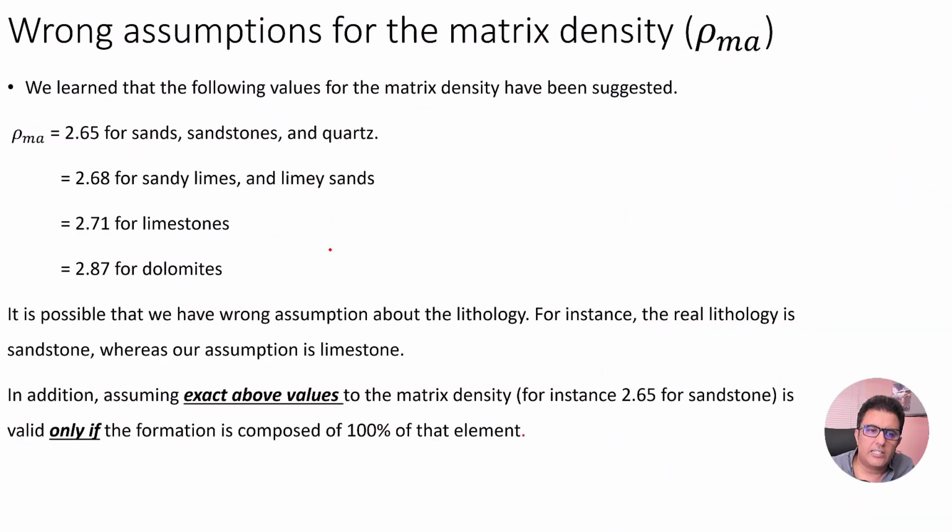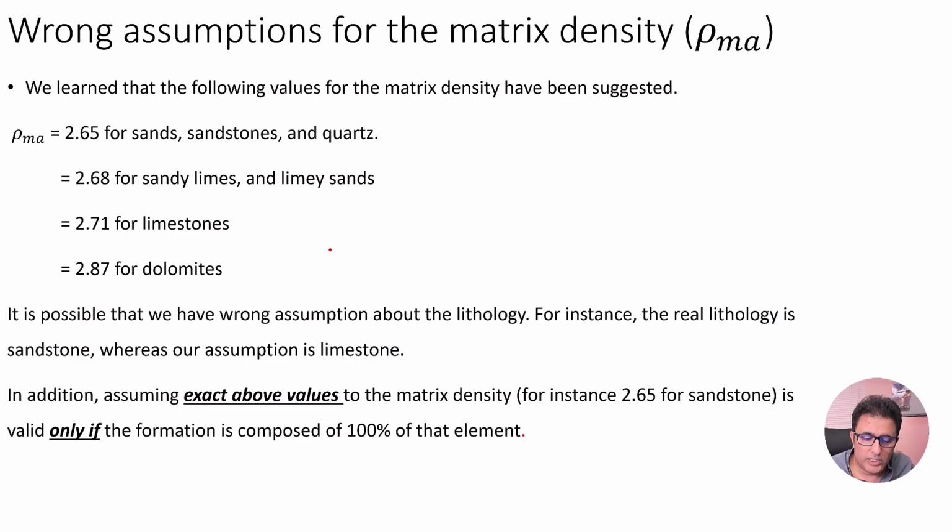In order to answer this question, sometimes we may have some wrong assumption about the matrix or lithology of the formations, and we may end up with a negative value for the porosity. For example, assume that the formation is limestone, but we assume the formation to be sandstone. In that case, we may end up with a wrong estimate of the porosity or a negative value for the porosity.